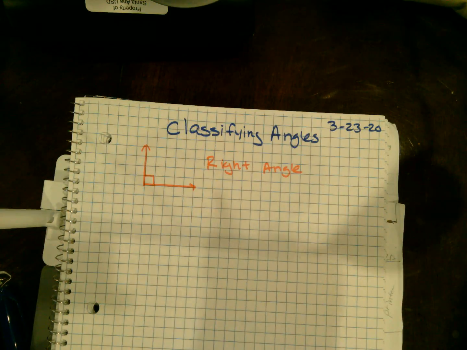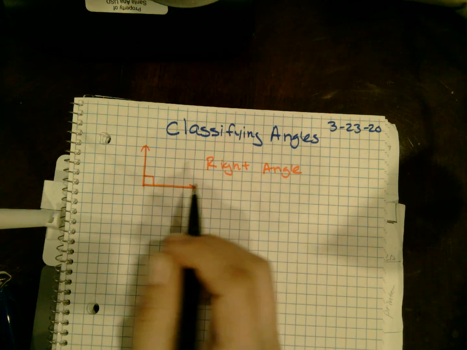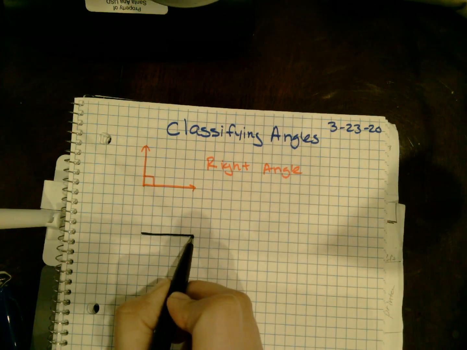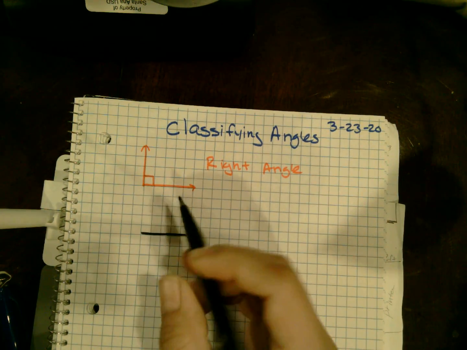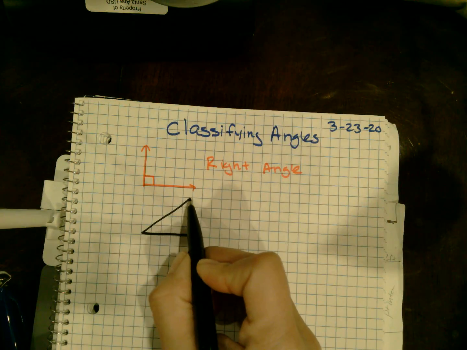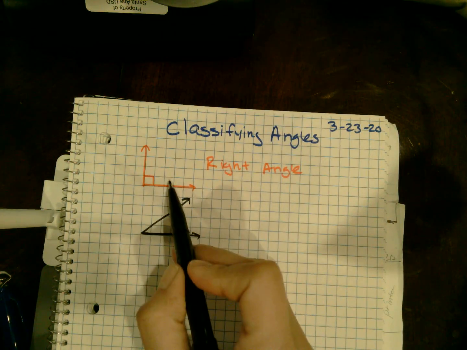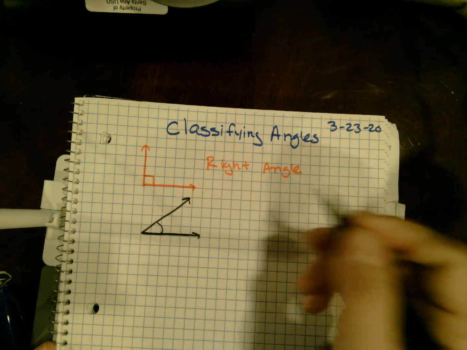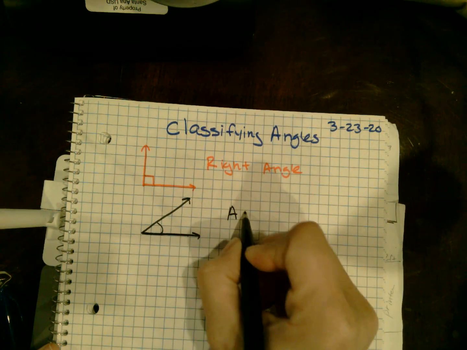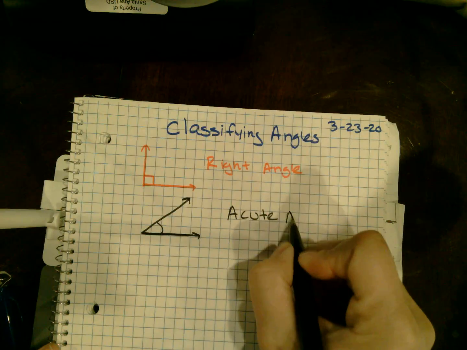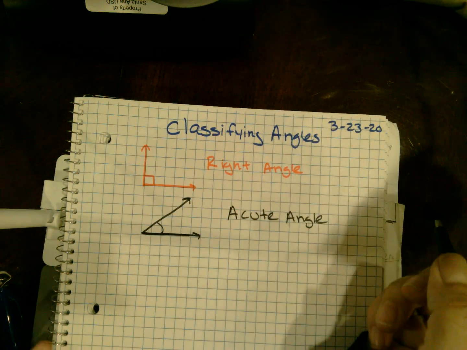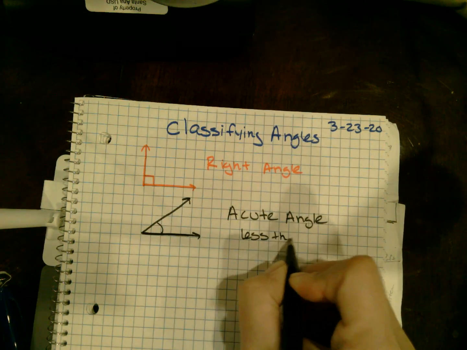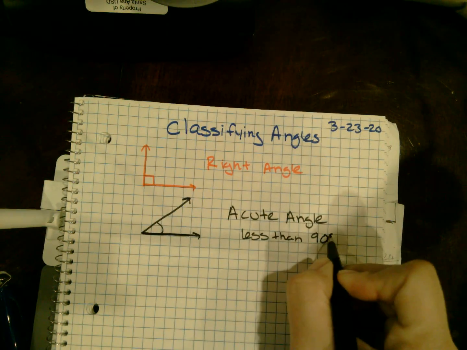The second one is an angle that measures less than 90 degrees. So here's where it starts. Now it measures less than 90 degrees. So anywhere in between this section, this angle, it's small, it's less than 90, is called an acute angle. So it's less than 90 degrees.